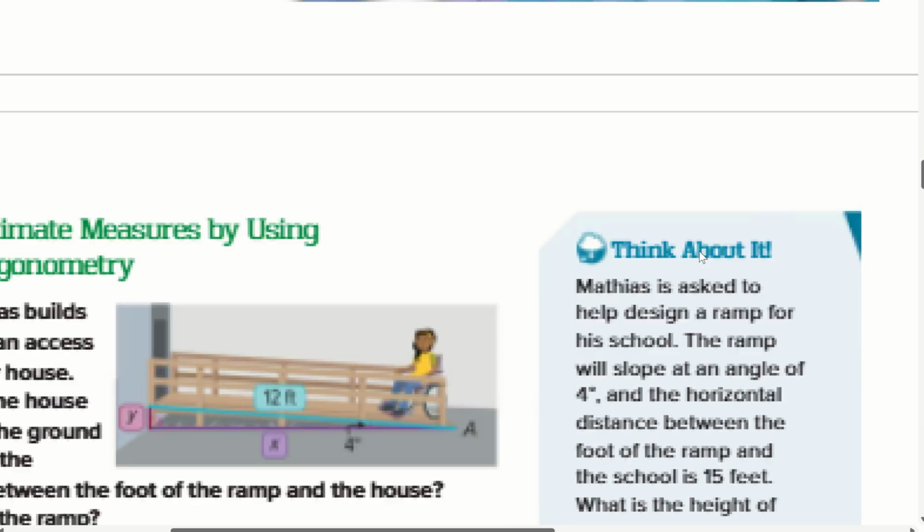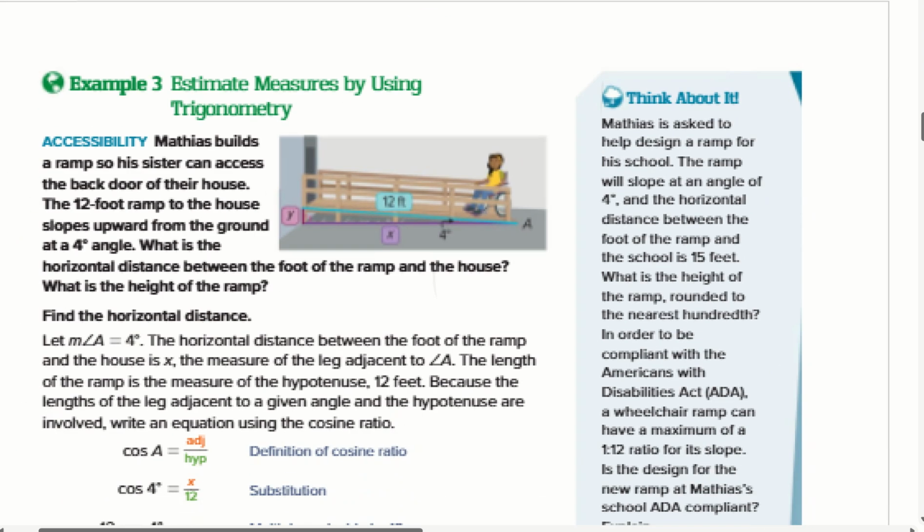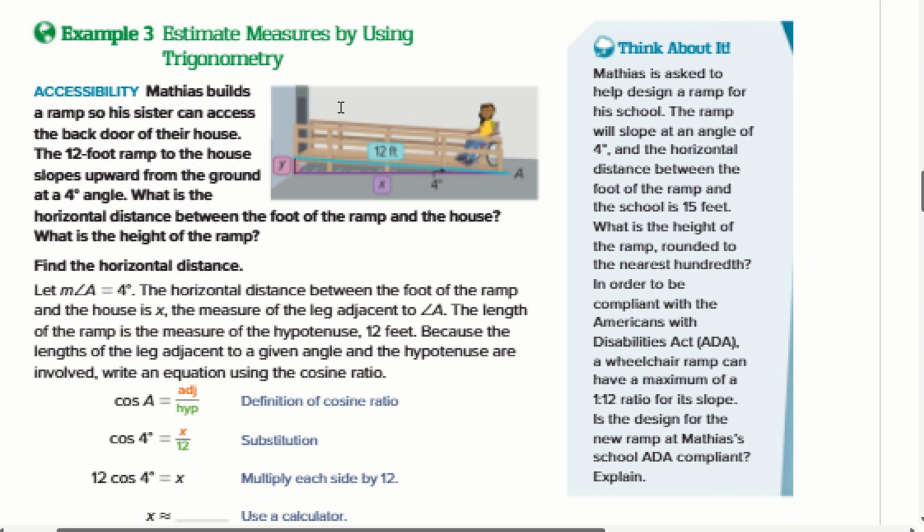All right, so let's look at another example here. Estimate measures by using trigonometry. Matthias builds a ramp so his sister can access the back door of their house. The 12-foot ramp to the house slopes upward from the ground at a 4-degree angle. What is the horizontal distance between the foot of the ramp and the house? What is the height of the ramp?